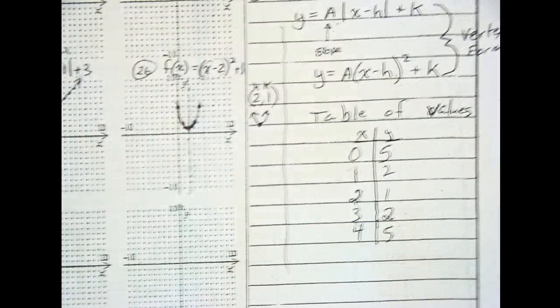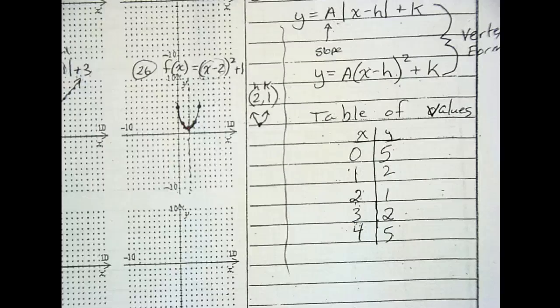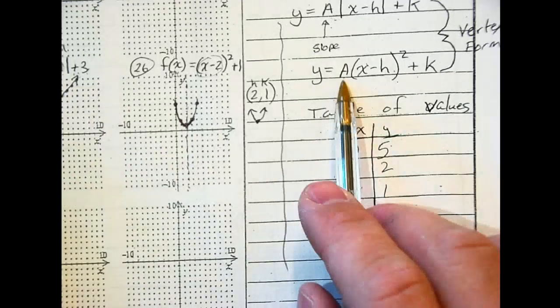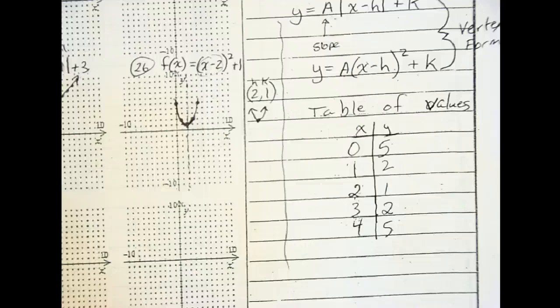Okay? Everyone with me there? That's one way to do it. The other way is using patterns. Okay? And you can use patterns if you understand what A is. Here, A is 1. All right?